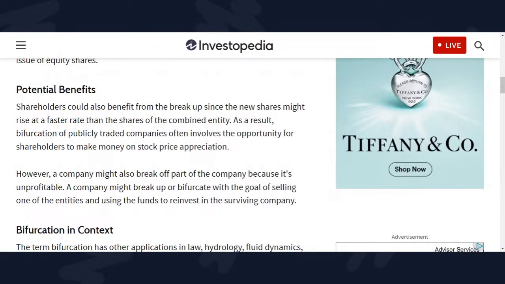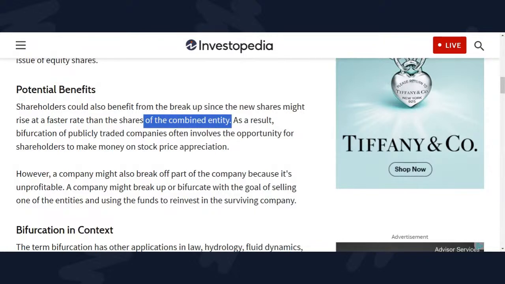Potential benefits. Shareholders could also benefit from the breakup since the new shares might rise at a faster rate than the shares of a combined entity, particularly if one has a valid estate asset backing it, as opposed, again, to a bankrupt corporation that can't. It's the only reason that we're in a usufruct system, so that they can create value on a probated estate for their benefit because you don't.